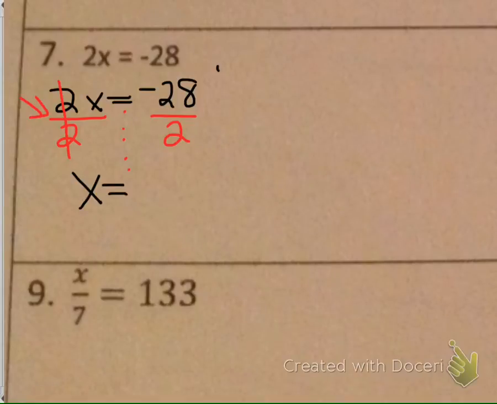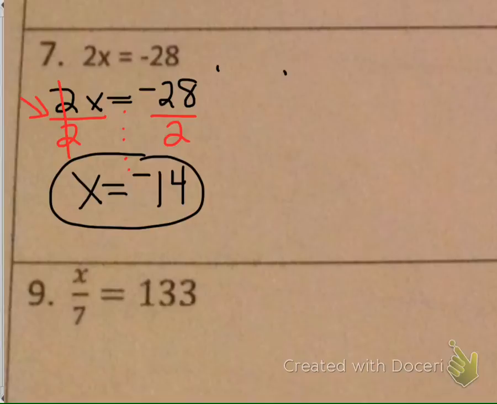equals, and then on the right hand side we have negative 28 divided by 2. We're changing to multiplication. I have 1 negative. 1 is odd, so my answer is going to be negative, and 28 divided by 2 is 14. My answer is 14. Negative 14, I'm sorry.